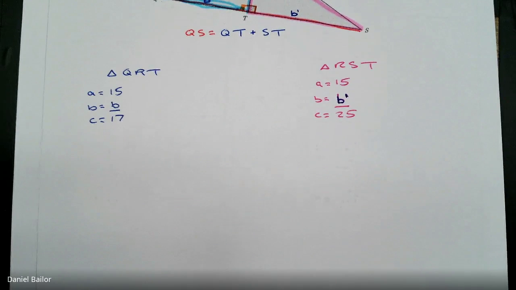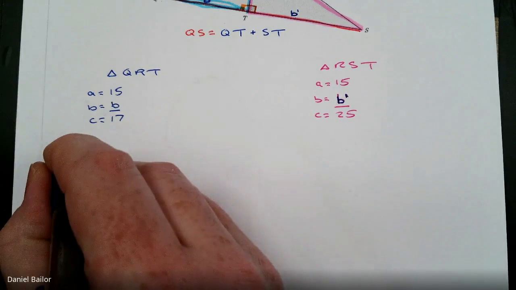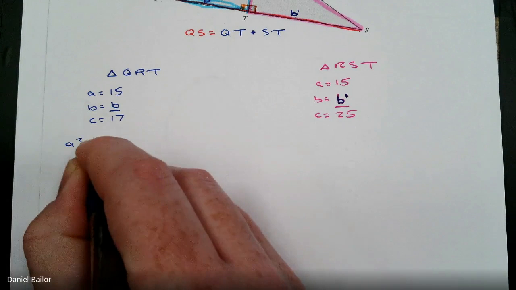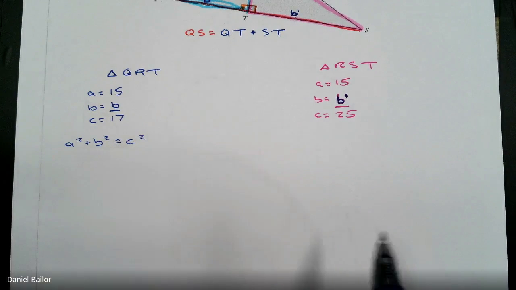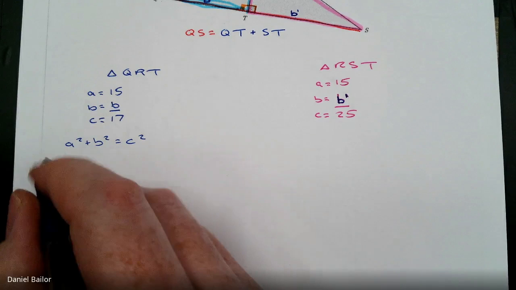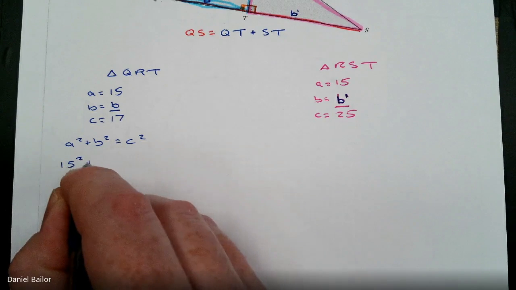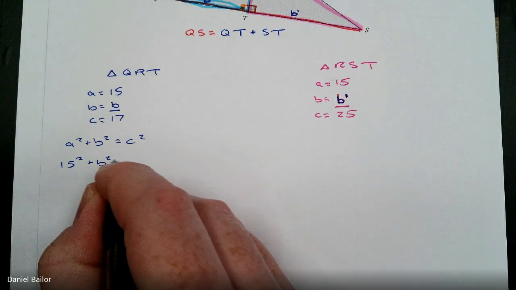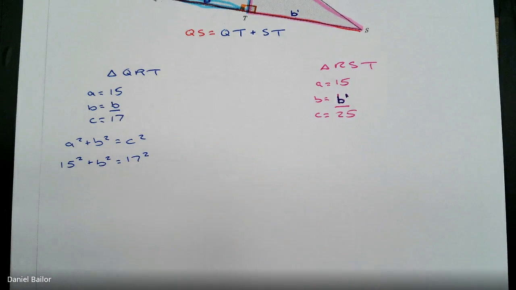So let's work on this. Let's do the blue one first, since I put that on the left. A squared plus B squared equals C squared. So substitute what we know. We know A is 15, B is missing, and C is 17.